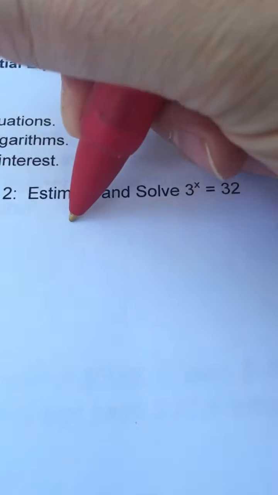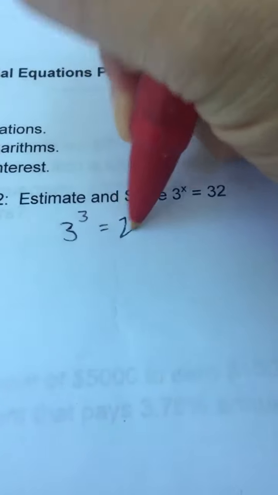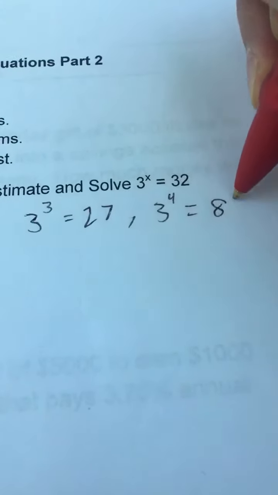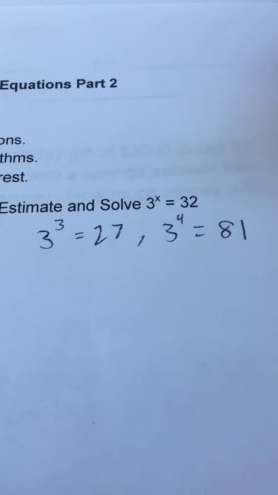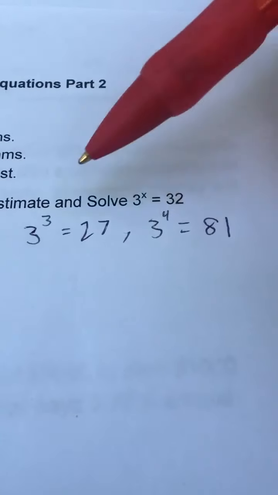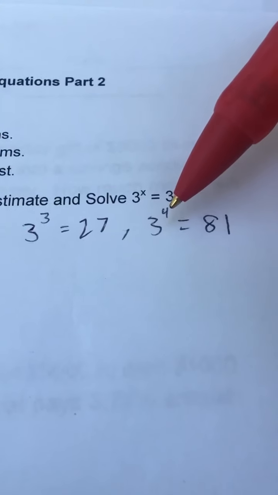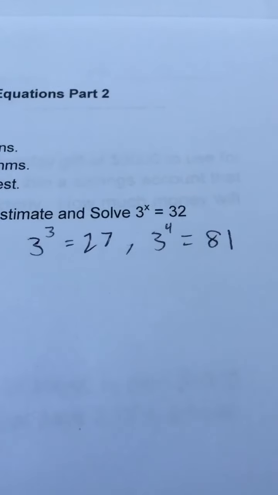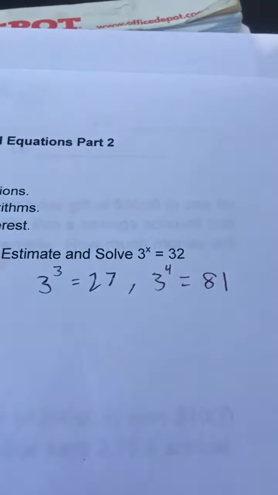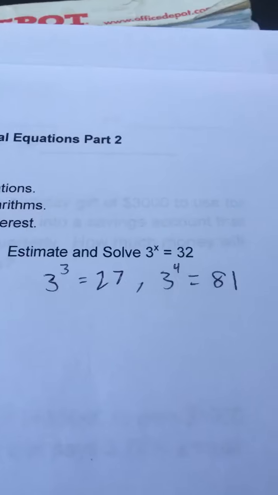It's 81. So I know 3 to the third is 27. That's too small. I know 3 to the fourth is 81. That's too big. So I know whatever the answer is, it's going to be a decimal somewhere in between 3 and 4. Now, do you think the answer is going to be closer to 3 or closer to 4? It's going to be closer to 3, because 27 is a lot closer to 32 than 81 is. So it's going to be 3 point something, smaller than 3.5.